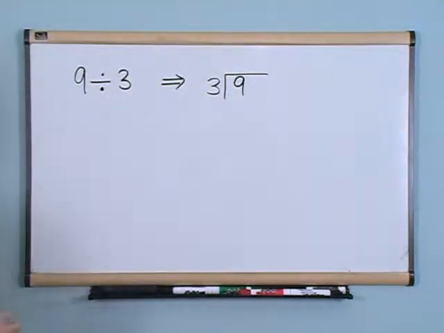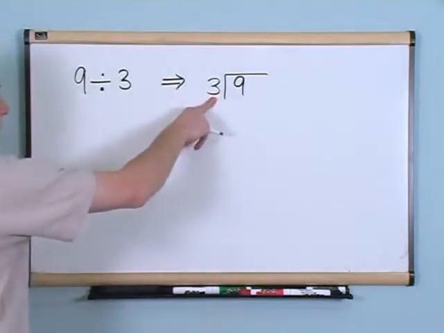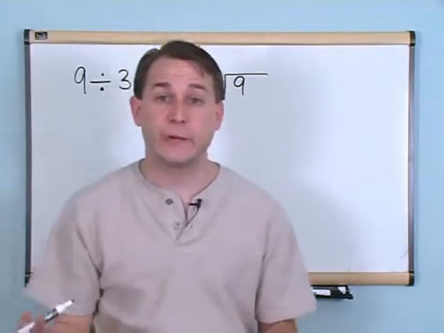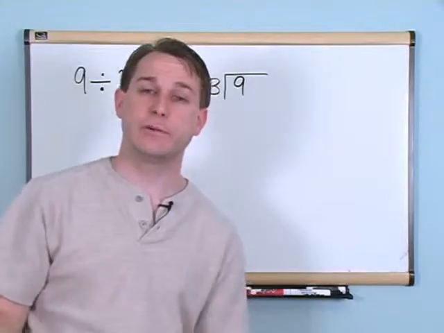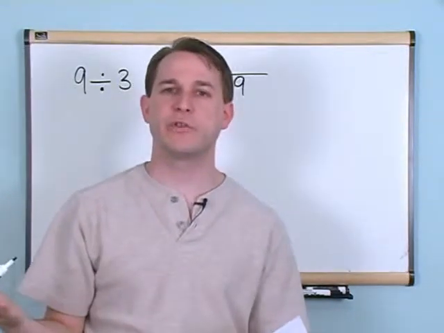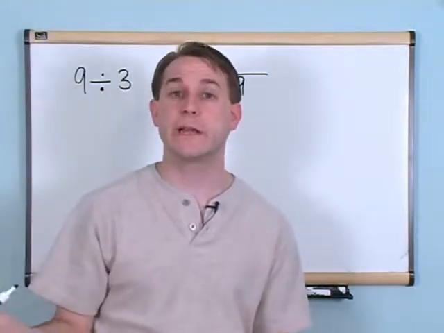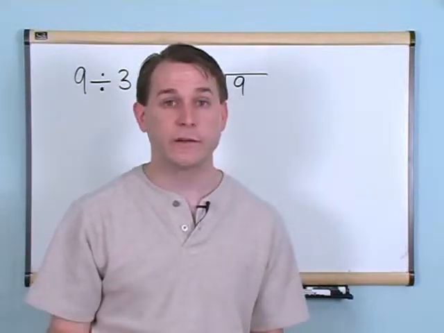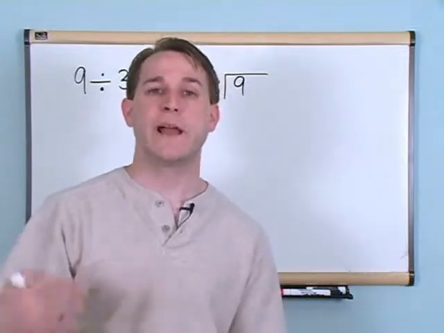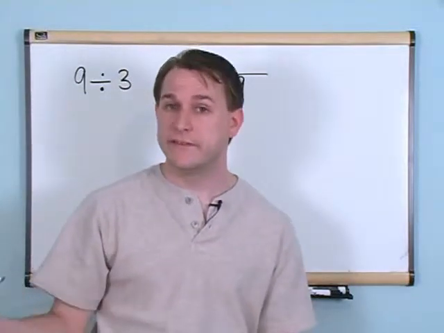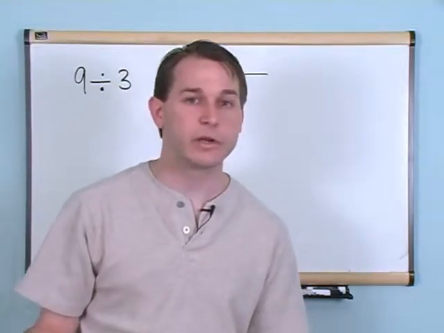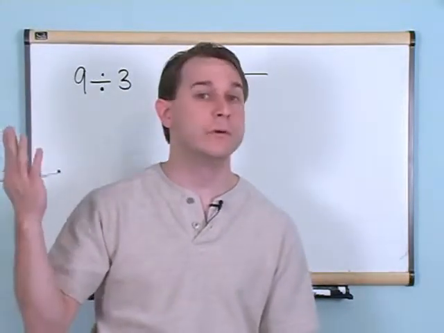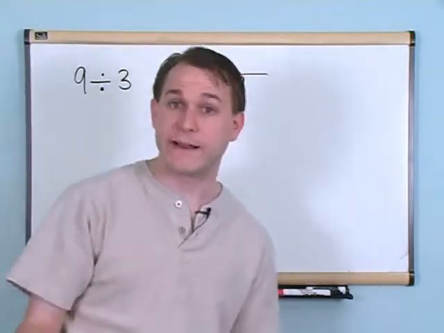So the question is, okay, 3 times what number is going to give me 9? If you don't remember off the top of your head, that's okay. Just start from the beginning. 3 times 1 gives you 3. That's not right because we're looking for 9. 3 times 2 gives you 6. That's not right because we're looking for 9. 3 times 3 gives you 9, and that's correct, okay?